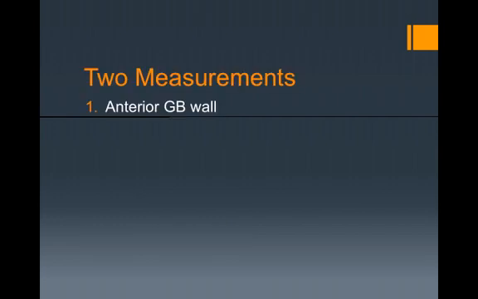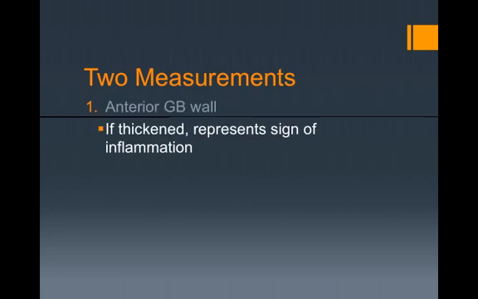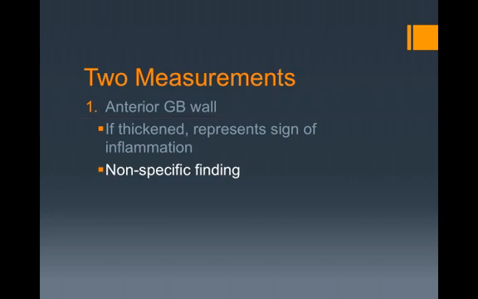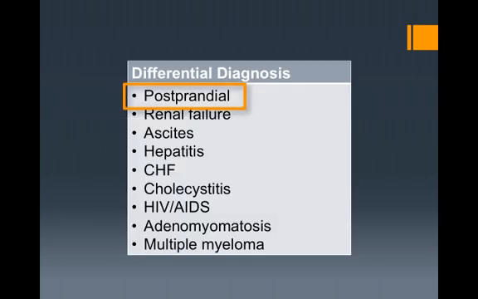As mentioned at the outset of our discussion, 2 measurements are important when evaluating the gallbladder: the anterior gallbladder wall and the common bile duct. A thickened gallbladder wall is a sign of inflammation. However, this is a nonspecific finding and may be due to a postprandial gallbladder or another pathological process, some of which are listed in the following table.